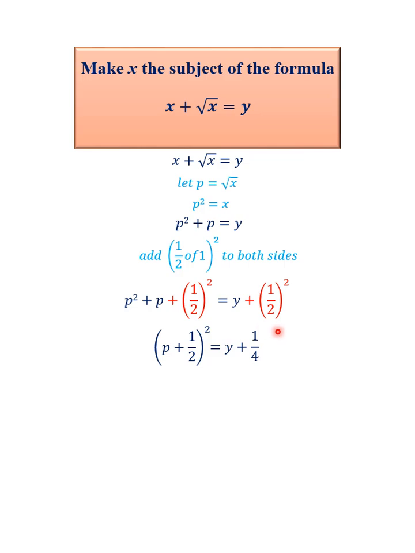And that will be equal to the right hand side, y plus half squared: 1 squared is 1, 2 squared is 4. So we have y plus 1 over 4. Here we want to simplify the right hand side by finding the LCM.